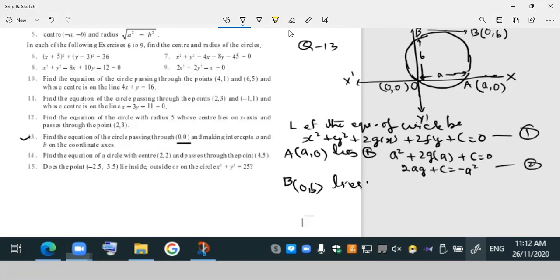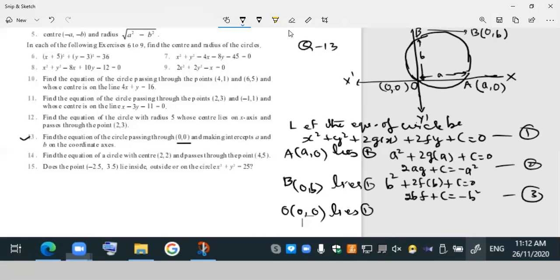Similarly, point B, (0, b), also lies on this circle. So we can put the values: x is equal to 0, y is equal to b, so b square plus 2fb plus c is equal to 0. So we get 2bf plus c is equal to minus b square. This is equation number 3. And 0, 0 also lies on this circle. So when you put x 0, y 0, you will get c is equal to 0.